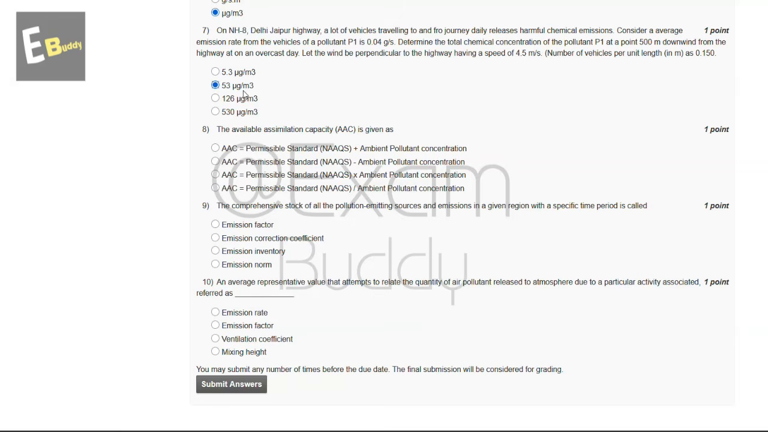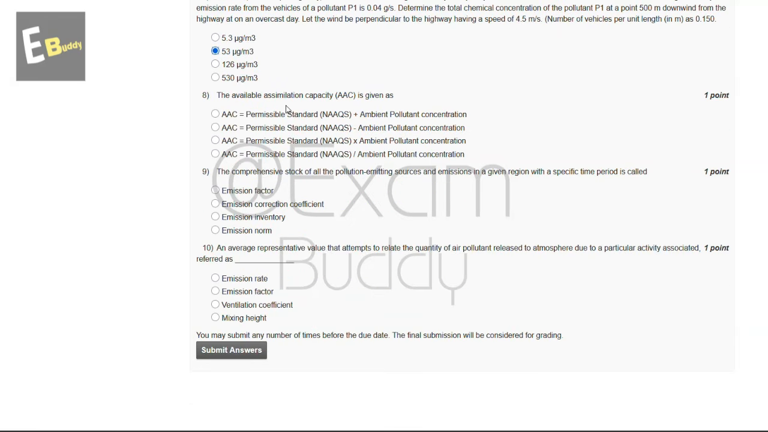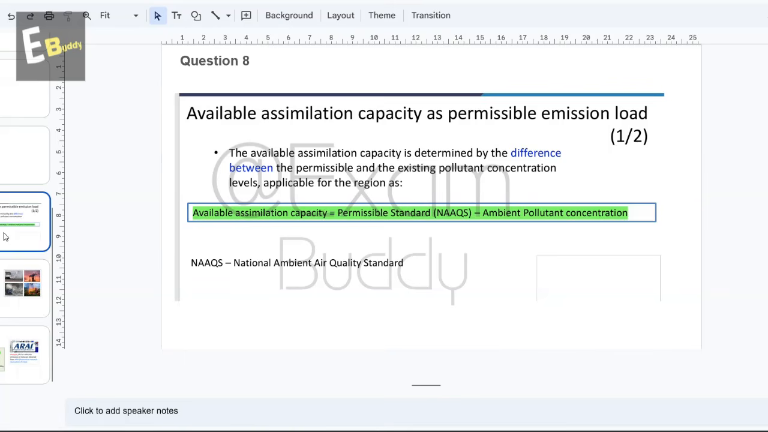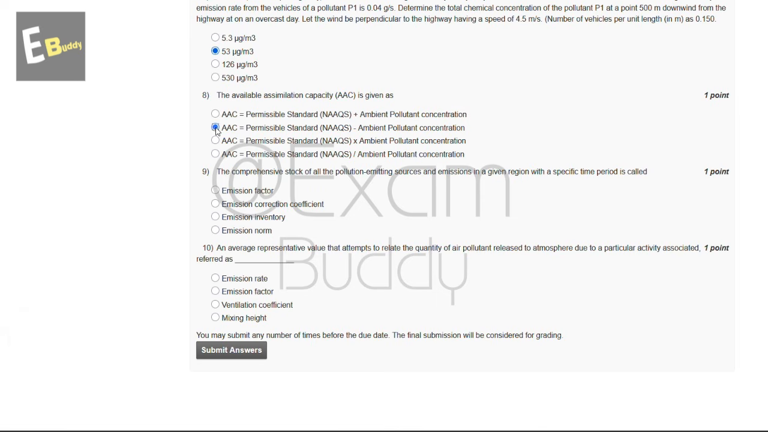And now let's go to our question number 8. The available assimilation capacity AAC is given as, so these are the options, and now let's check the explanation. So explanation says available assimilation capacity as permissible emission load. Available assimilation capacity is equal to permissible standard minus ambient pollutant concentration. So the answer of our eighth question is B. And now let's go to our question number 9. The comprehensive stock of all the pollution emitting sources and emissions in a given region with a specific time period is called. So these are the options, and now let's check the explanation.